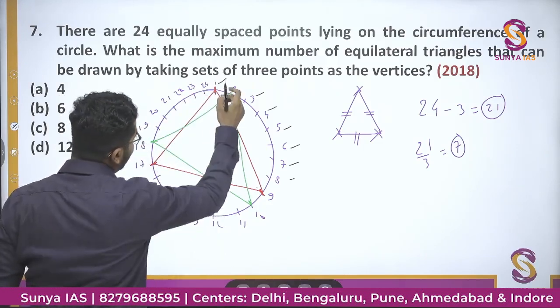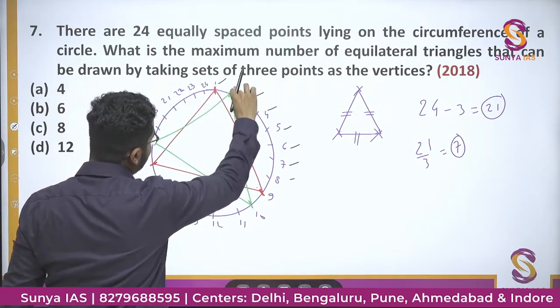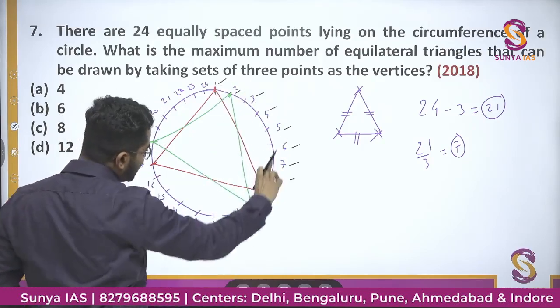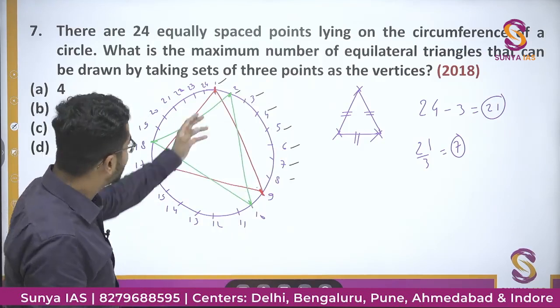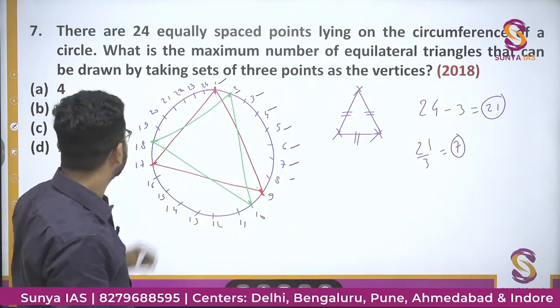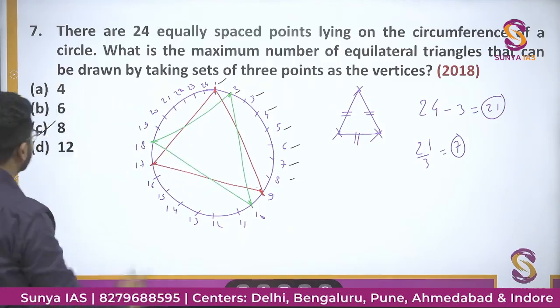So there will be 8 such equilateral triangles. 1, 2, 3, 4, 5, 6, 7, 8. Any 8 points, आप ले सकते हो. So 8 such equilateral triangles will be there, which can be drawn by using these 3 points as vertices on the circle. So the correct option would be option C, that is 8.